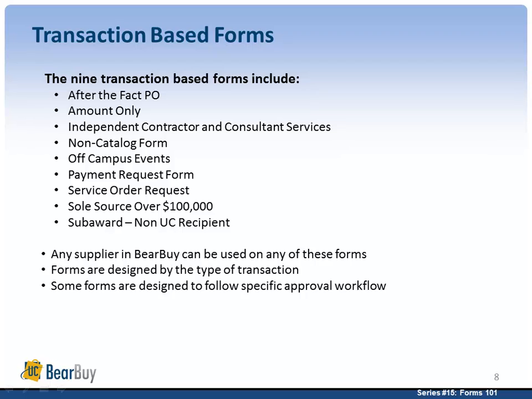Some forms are designed to follow specific approval workflows. For instance, the off-campus event form will route to risk services for them to review and approve the attached off-campus event contract. This is why it's important to use the correct form, because the forms will route to the correct department for specific approvals. Now what we're going to do is demonstrate how to navigate to the forms in BearBuy.